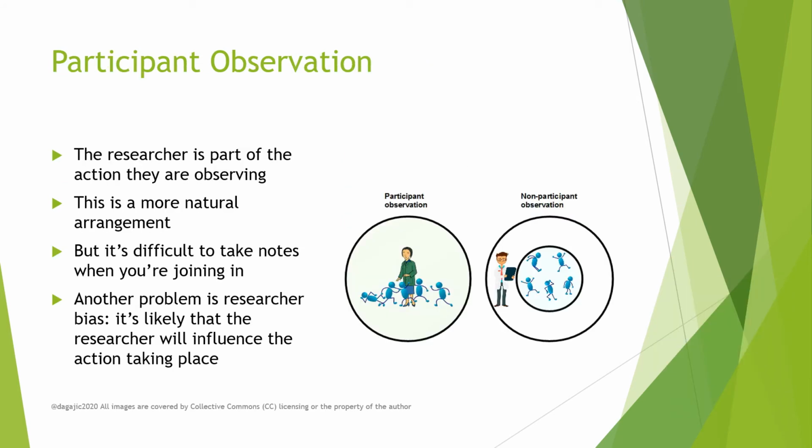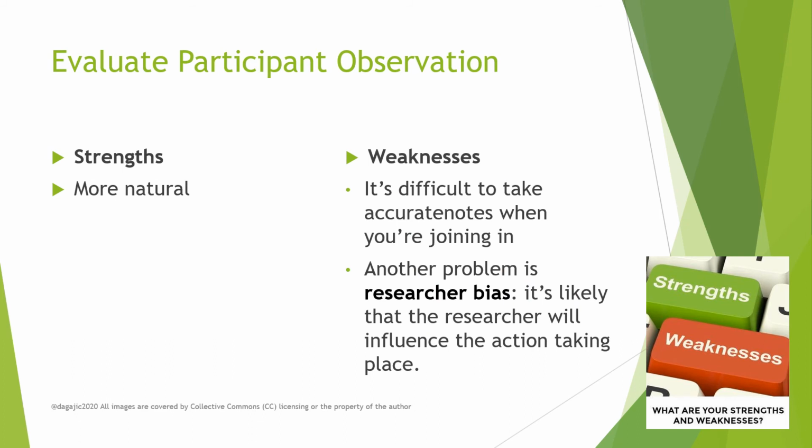So participant observation. The researcher is part of the action they're observing. It's a much more natural arrangement, but it's difficult to take notes when you're joining in. And another problem, of course, is researcher bias. It's likely that the researcher will influence the action taking place. So the strengths: it's much more natural. The weaknesses: it's difficult to take accurate notes when you're joining in, and another problem is researcher bias.